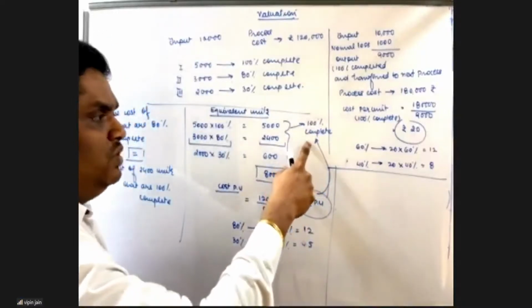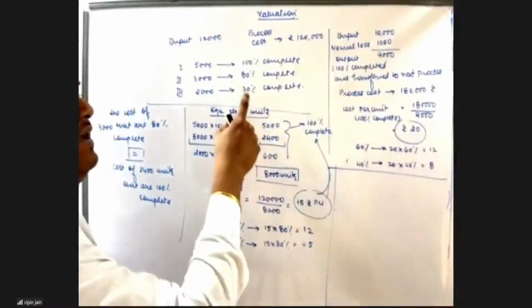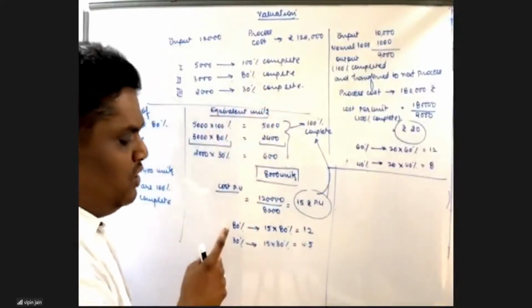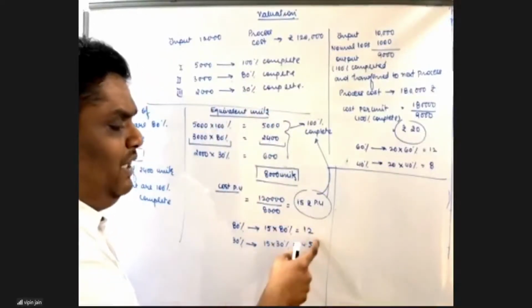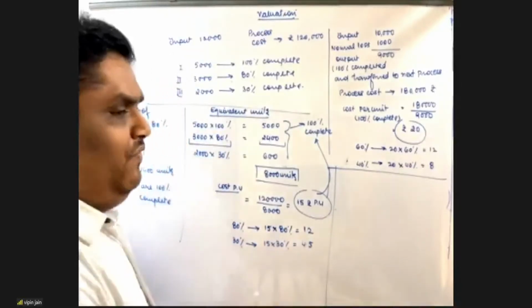So we are getting rupees 15 per unit and that is the cost of 100% completed units. So now we have calculated the cost of 100% completed units. We can easily calculate the cost of 80% and 30% completed units. So for 80%, 15 into 80%, 12, and for 30%, 15 into 30%, that is 4.5.